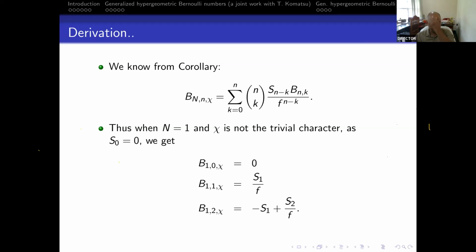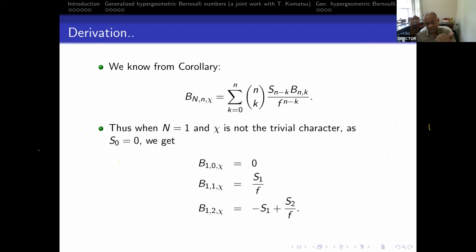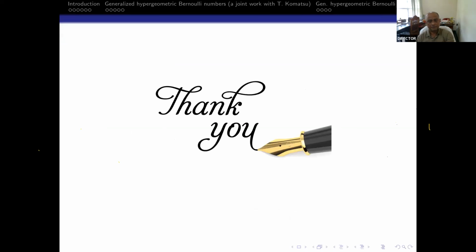But the further study will be to really look into whether these generalized hypergeometric Bernoulli numbers and polynomials do come up naturally if we generalize the hypergeometric zeta functions. And that is the next study that one will be interested in. So I close here, thanking you for your patience. And if there are any suggestions or questions, I'd like to hear them.